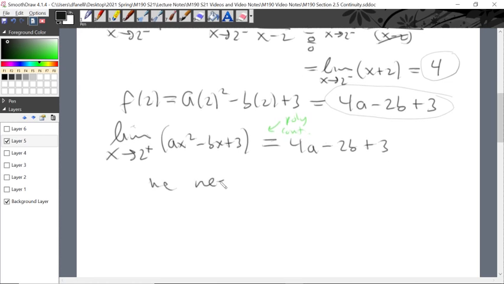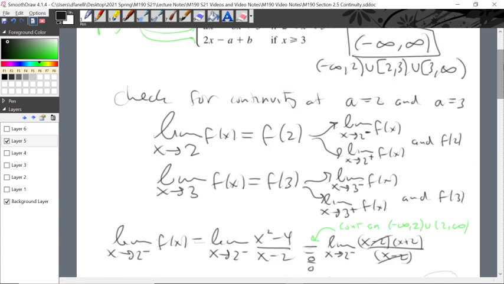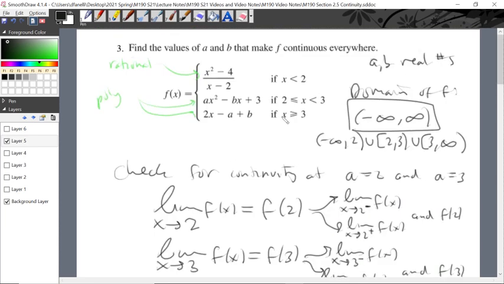Okay, so what we need is for 4a minus 2b plus 3 to equal 4. In order to get continuity at x equal to 2, we're going to have to make this statement true. Now, do the same thing at 3.